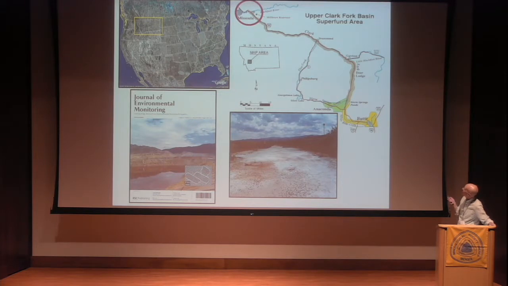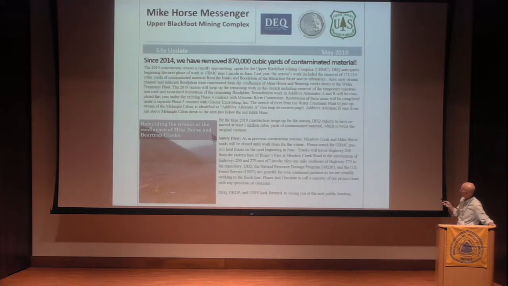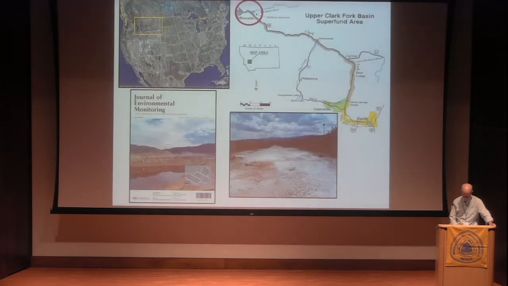This is the largest Superfund site in the United States. It's between Butte, Anaconda, and Missoula, Montana. It's 1,600 square kilometers of terribly contaminated land due to mining. You can see here, nanomaterials are involved. When you put mining and nano together, you get journal covers.